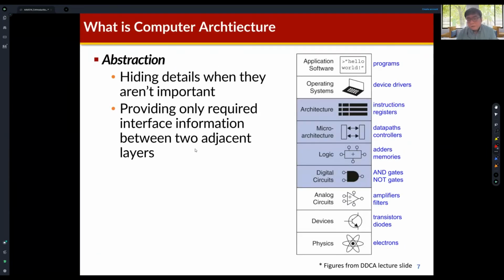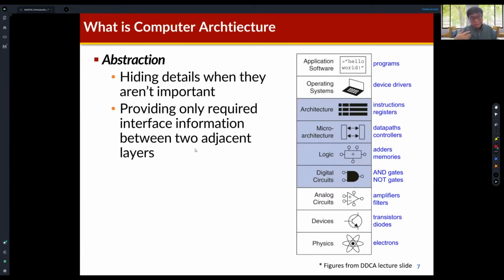Okay, so this slide shows the layers in computer systems. I believe this figure is very popular because I copied it from an undergraduate digital logic design textbook. As you can see, computer systems are composed of many different layers.